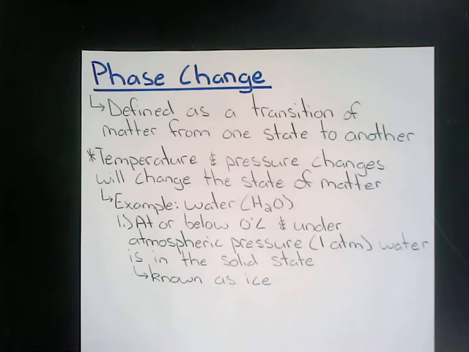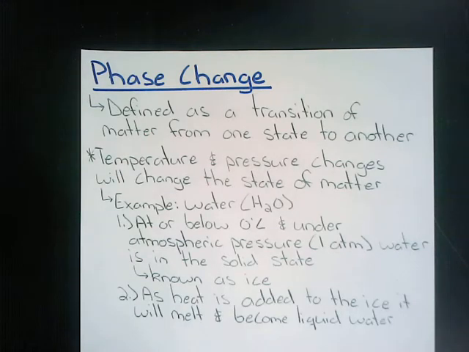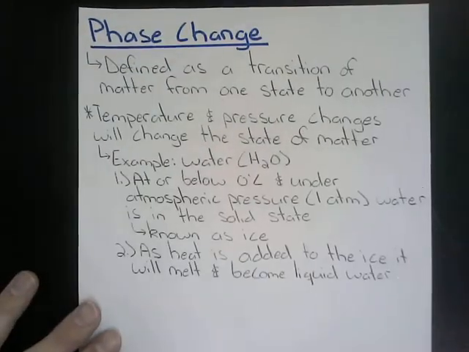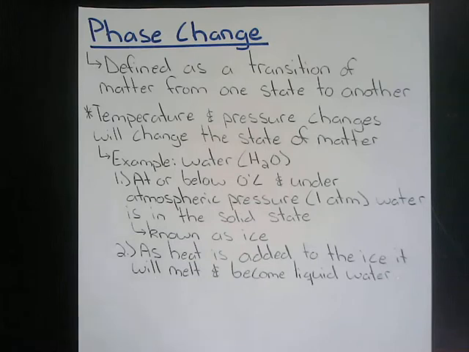Now, if we add heat to this ice, it will eventually melt to become liquid water. Now, as you add more and more heat to that liquid water, eventually you get to this point at 100 degrees Celsius or above under that standard atmospheric pressure, which is 1 atmosphere. The water begins to boil and liquid is converted into steam or water vapor.